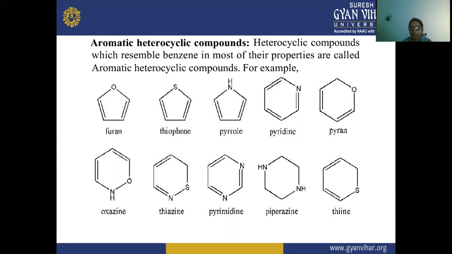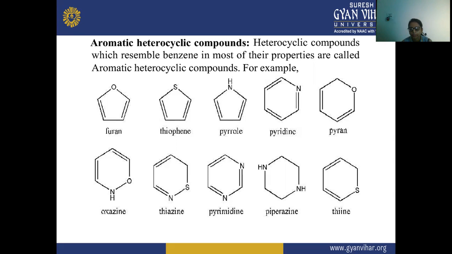Next are the aromatic heterocyclic compounds. In the aromatic heterocyclic compounds, the heterocyclic compounds which resemble benzene in most of their properties are called aromatic heterocyclic compounds. For example, this. In these, you can see they all contain electron pairs. All the heteroatoms have electron pairs present on them.